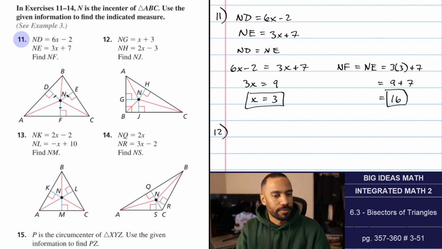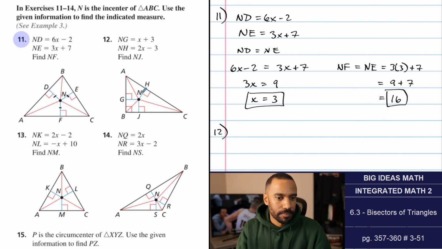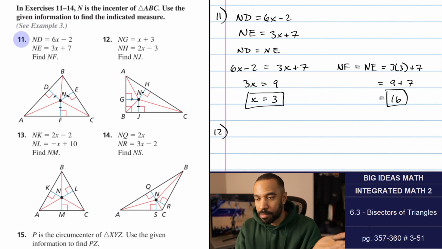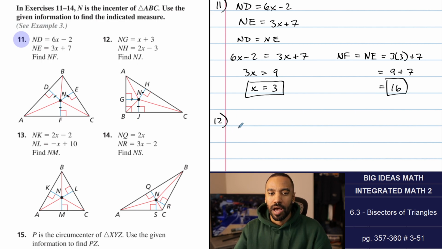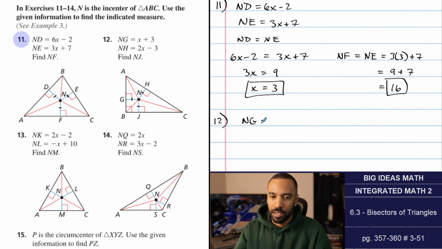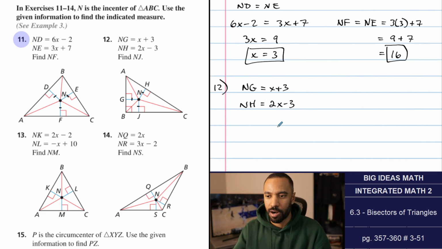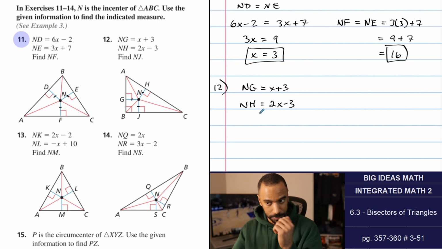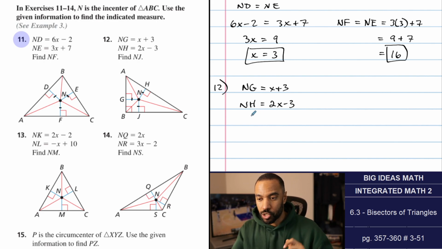Number 12, same thing, incenter. We have equal lengths here, here, here. NG is one of our lengths at x plus 3, and NH is another one. Find NJ, same kind of problem. So NG equals x plus 3, and NH equals 2x minus 3. They are the same distances from the incenter to the sides of the triangle.